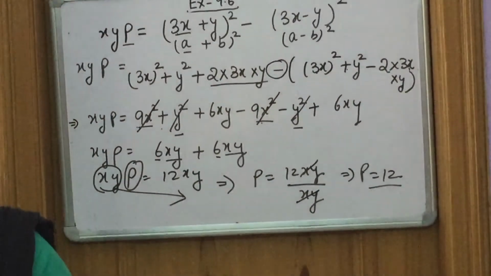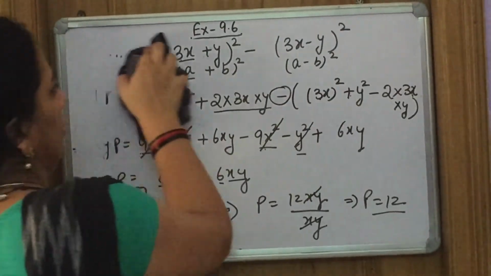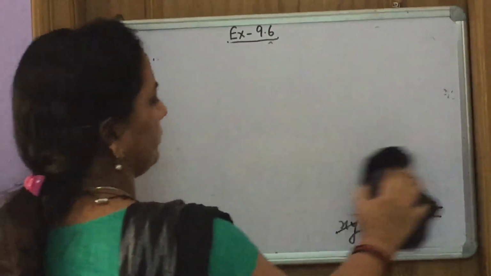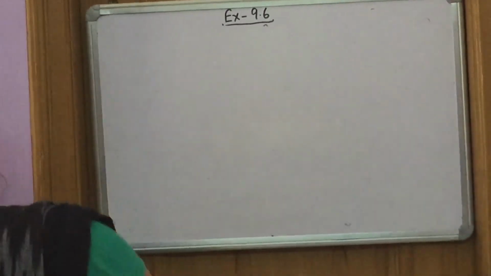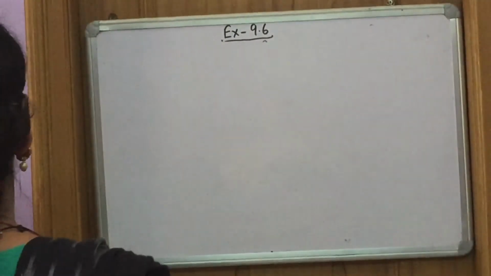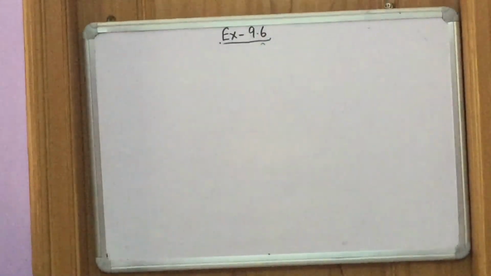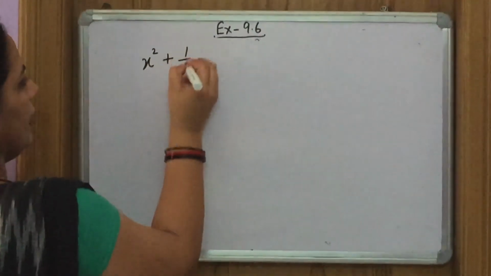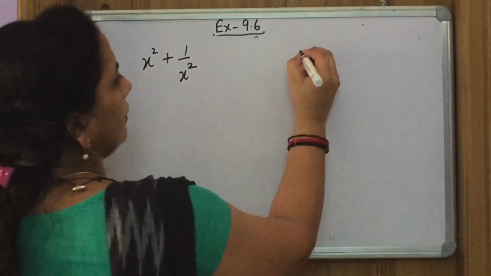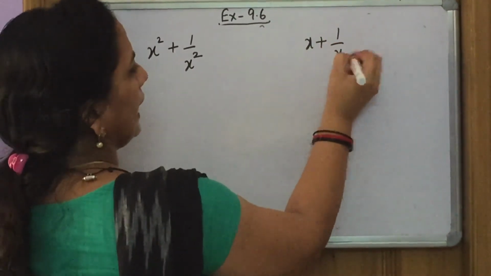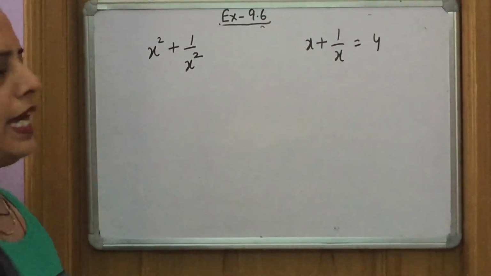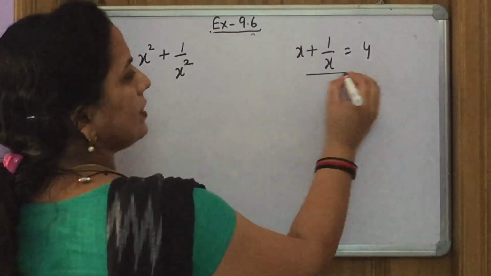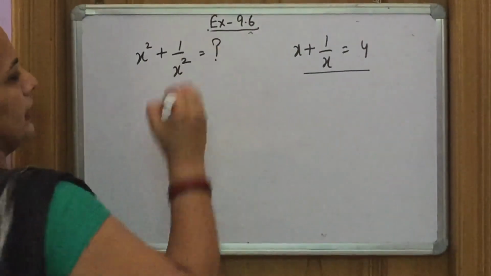The next question is, we have to find out the value of x square plus 1 by x square, and we are given an addition term, which is x plus 1 by x is equal to 4. By using this value we have to find out this.